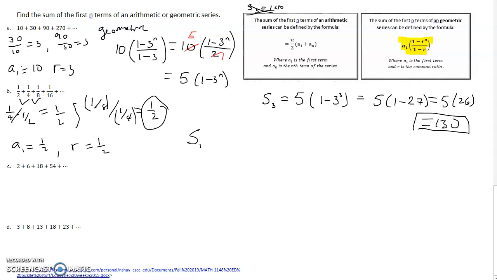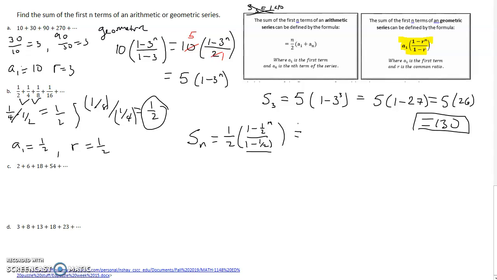And we know that this is a geometric series, so let's go ahead and find the sum of the first n terms. So the sum of the first n terms, which we will denote S subscript n, is given by the first term in the sequence, 1/2, times 1 minus r, which is 1/2, to the n power, over 1 minus 1/2.